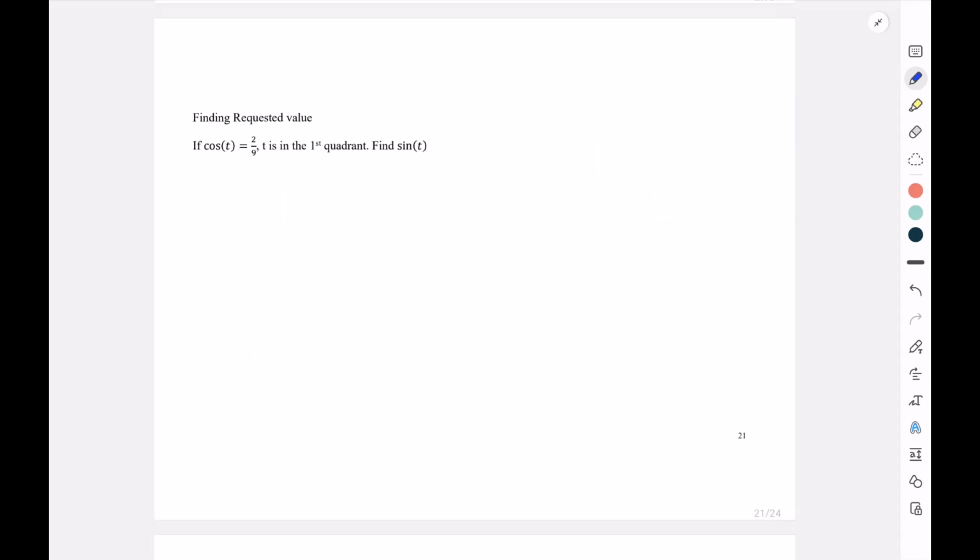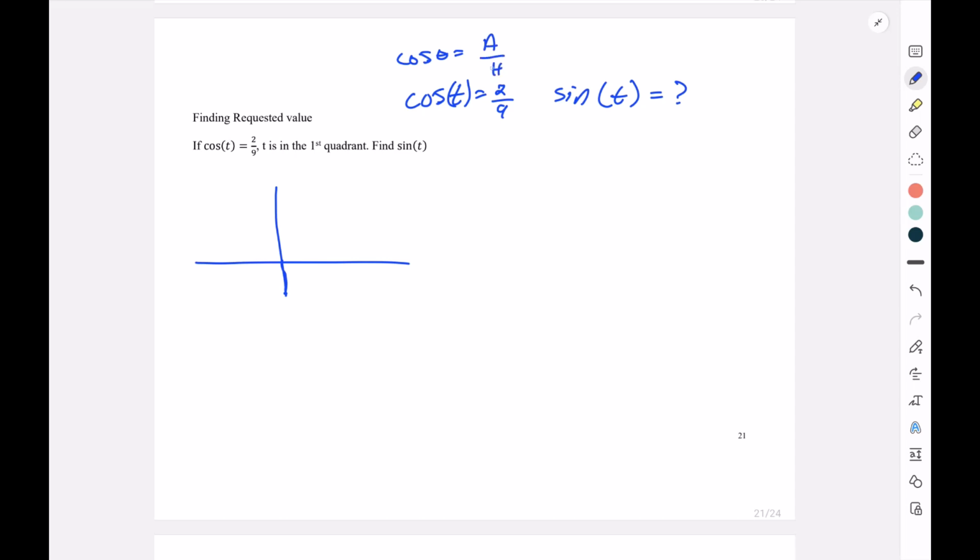So next, we're going to find the requested value. If cosine of t is equal to 2 over 9, and t is in the first quadrant, what is sine of t? So if we draw our picture first, we know we're in the first quadrant, so we don't really have to worry about any positives or negatives. We know that cosine of t is equal to 2/9, but we want the sine of t. We know that cosine of theta is equal to adjacent over hypotenuse, and sine of theta is equal to opposite over hypotenuse.